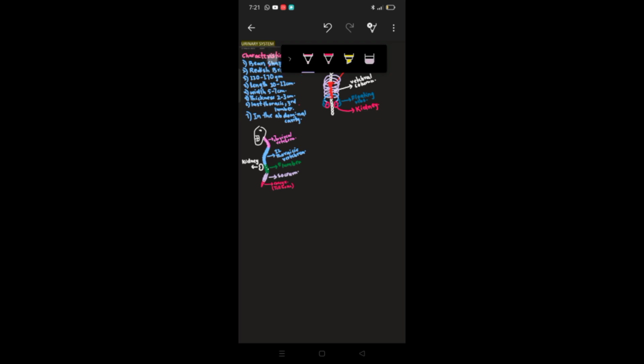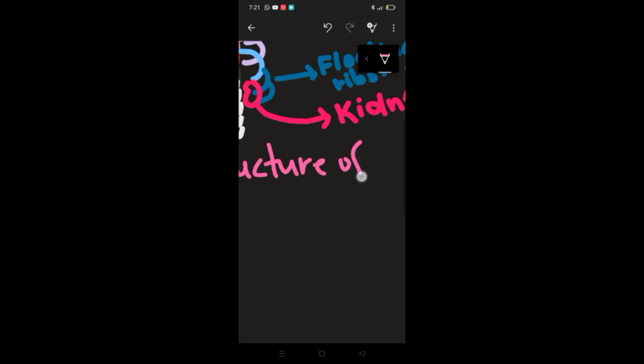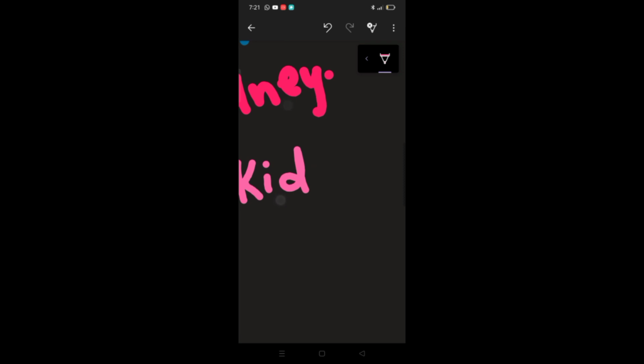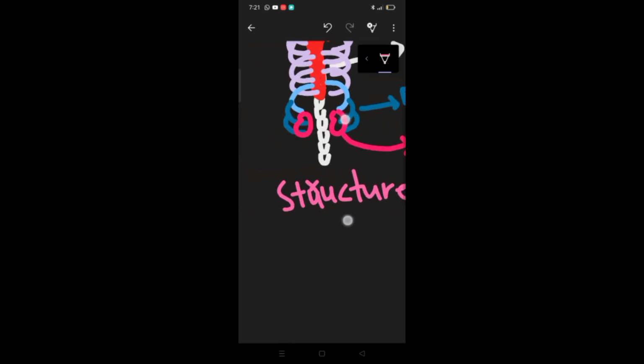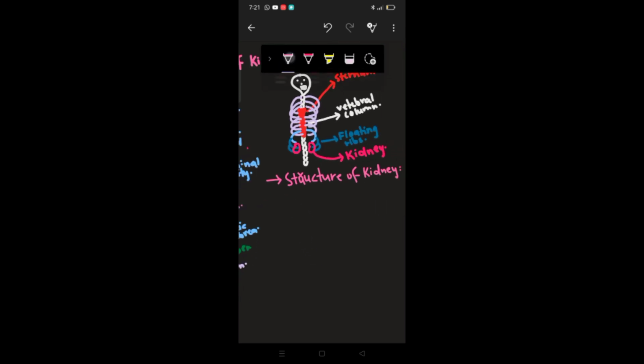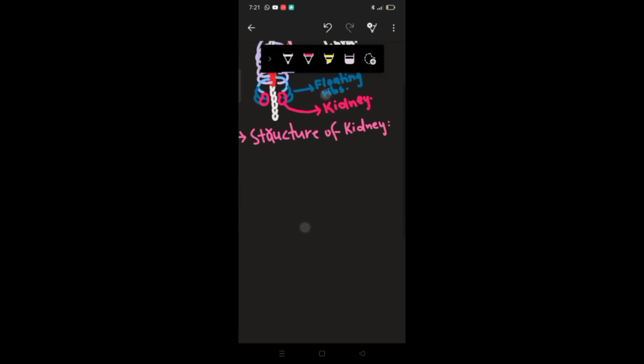First of all, I am writing here the structure of kidney. So here the structure of the kidney I'm going to make. Alright. So I'm changing my color. I should make it with the white one.